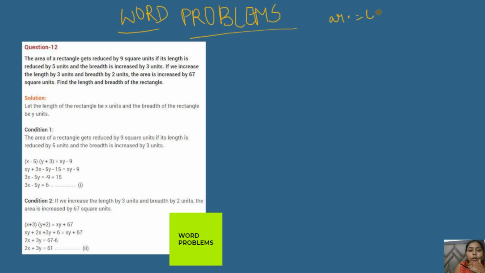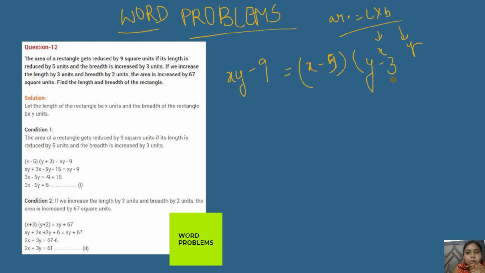So the area of rectangle get reduced by 9. So let the length be x and breadth be y. So the area of rectangle is reduced by 9 square unit. It means area will be xy. It is reduced by 9 means 9 is subtracted. If the length is reduced by 4, x minus 4, and the length is reduced by 5 and the breadth is reduced by 3, this will be the equation.